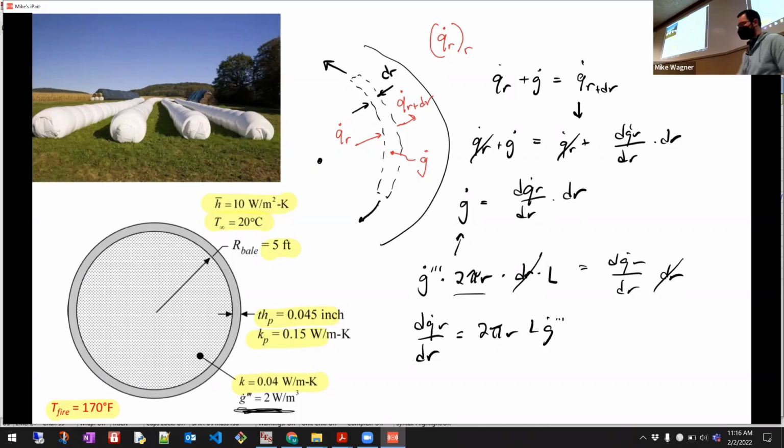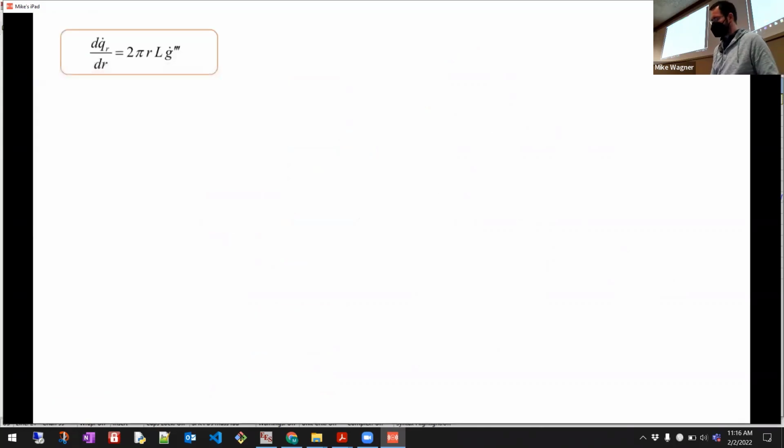Okay, so there's our expression. So let's go ahead and try to solve this. So here I rewrote the expression at the top, and we'll actually just go through the steps of solving this. All right, so first thing is we need a rate equation to relate Q dot to temperature.